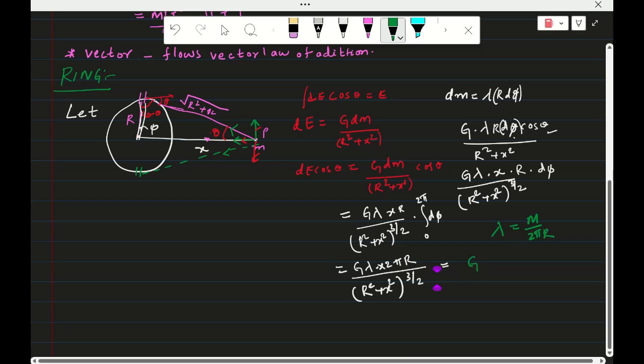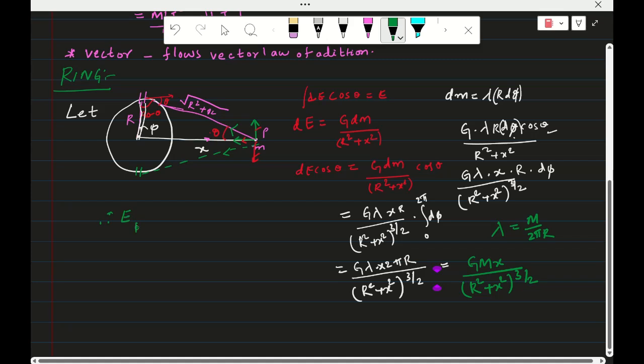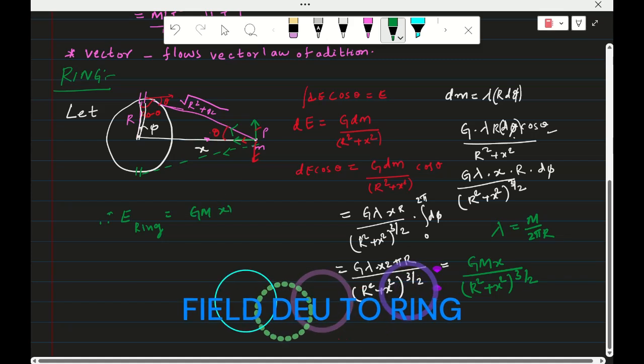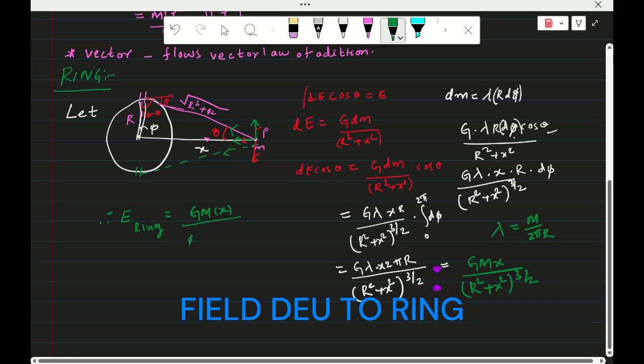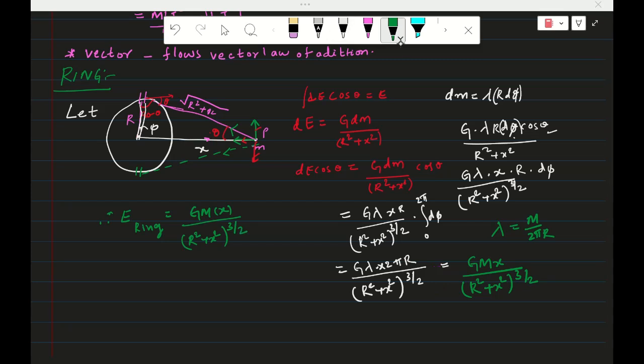So now that is equal to 2m into x by (r square plus x square) whole power 3 by 2. So therefore, finally, the magnetic field due to the ring is equal to gm into x by (r square plus x square) whole power 3 by 2. The same formula we use for the disk also.